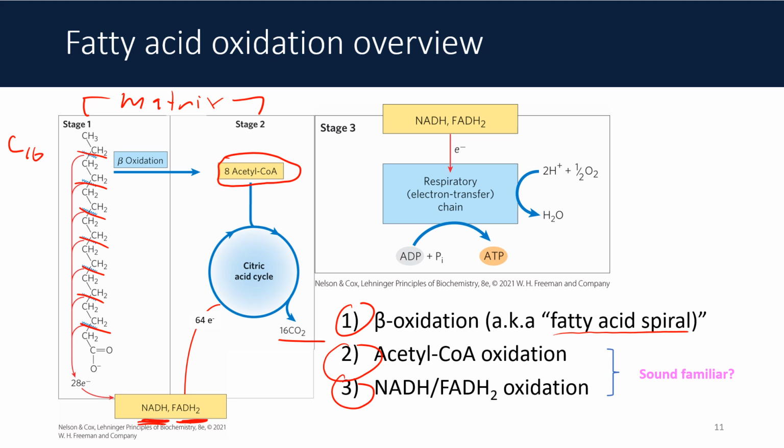This is going to occur within the inner membrane of the mitochondrion. We will take the copious quantities of NADH and FADH2 generated from stages 1 and 2 and dump them into the electron transfer chain, which is going to power oxidative phosphorylation. So it all comes to a head.